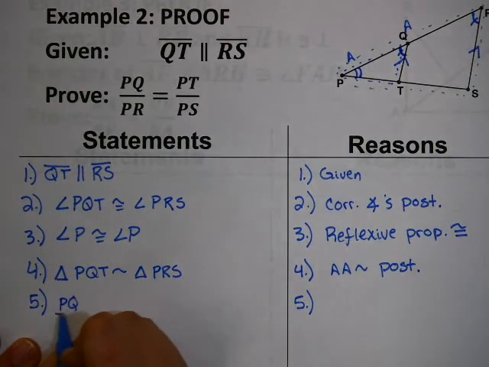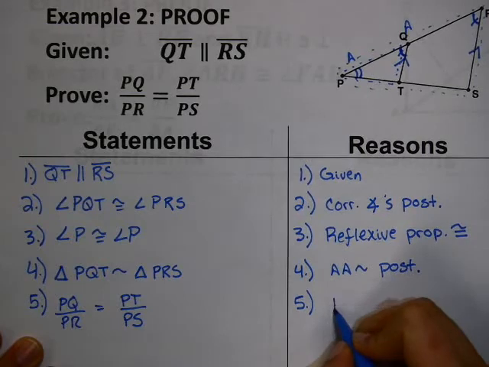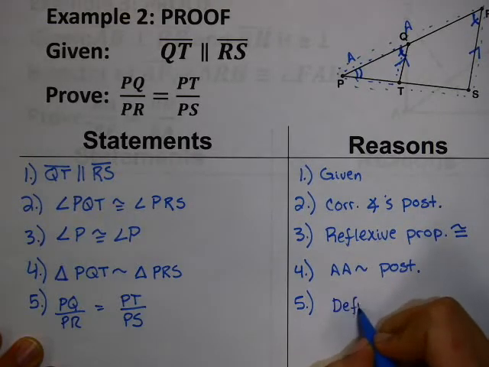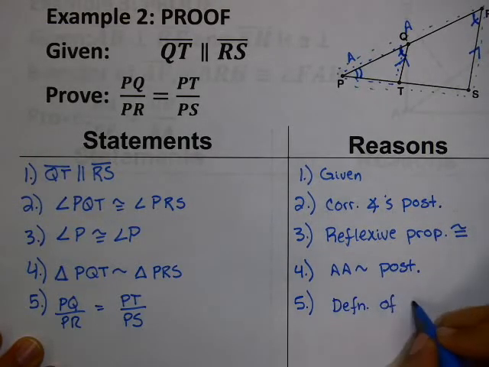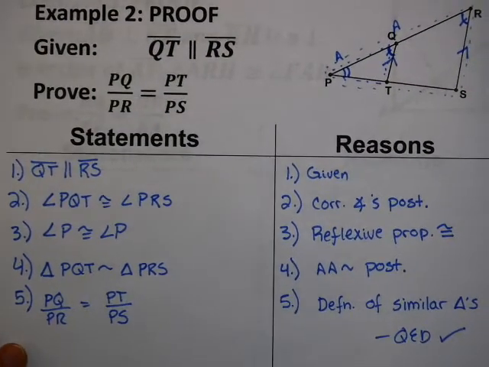So PQ over PR is equal to PT over PS. Right? And it's again by our definition of similar triangles. Alright, QED, and we're done with that proof. Okay.